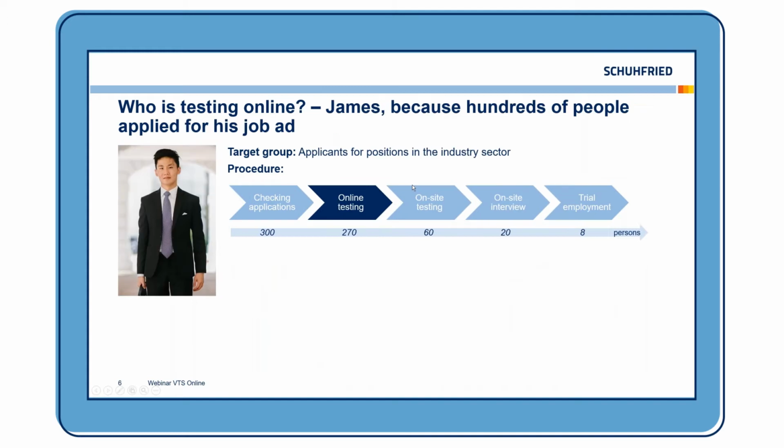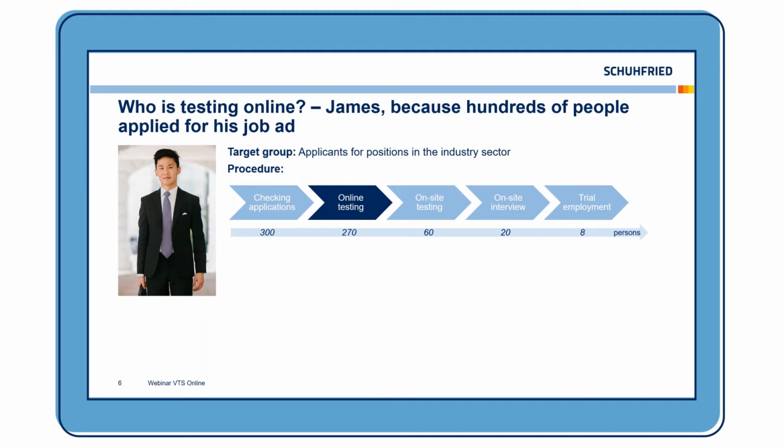The second customer we want to look at is James. James is in a different situation because he's recruiting, or hundreds of people are applying for the job he is searching people for. So that's because he's looking for positions in the industry sector. His procedure is quite the same, but it differs at a specific point.